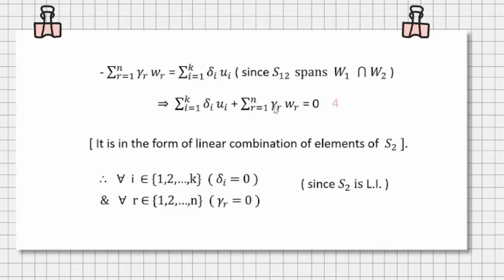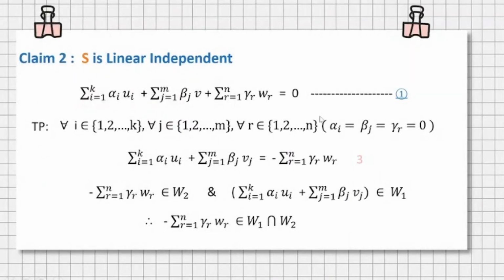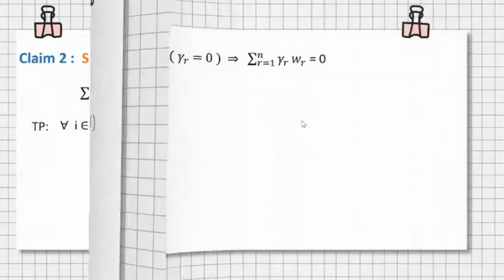Now, all the scalars are 0. All the gammas are 0. That implies the summation of gamma r wr equals 0, right? Because every gamma r equals 0, the summation also becomes 0. Did you get it? Yes. Okay. Now by equation 1, this part becomes 0. Then for the remaining two parts, we proved that all gamma r are 0. We need to prove all alpha i and beta j equal 0. Let's try to prove it.